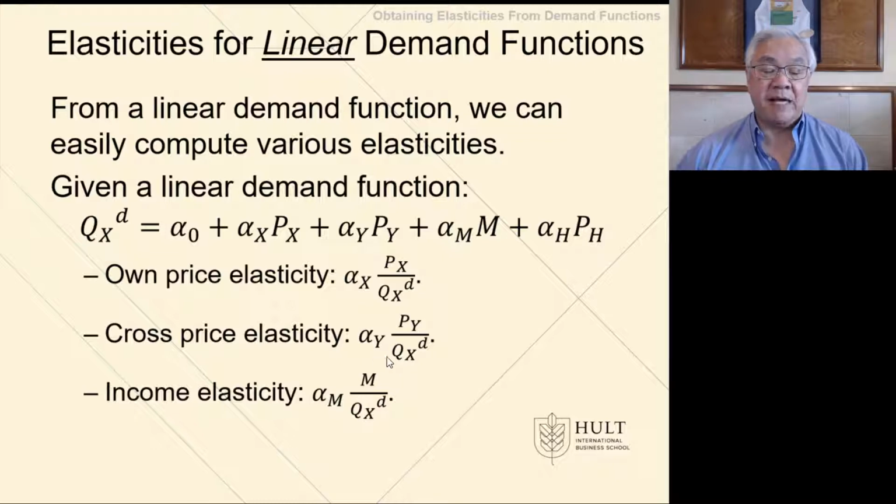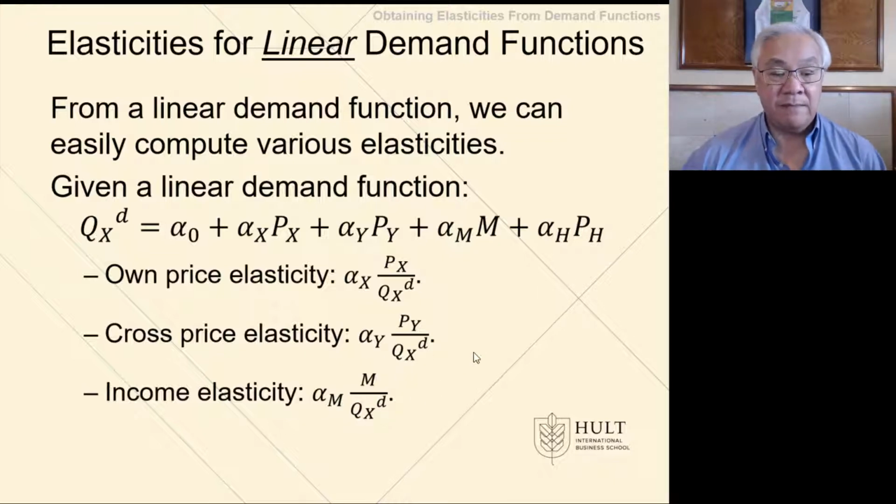And in a similar fashion we could do cross price elasticity, alpha Y times the price of Y divided by the quantity of X that's demanded. And income elasticity is alpha M times M divided by the quantity of X demanded, right? So this is a shorthand way to get elasticities based on a linear demand function.